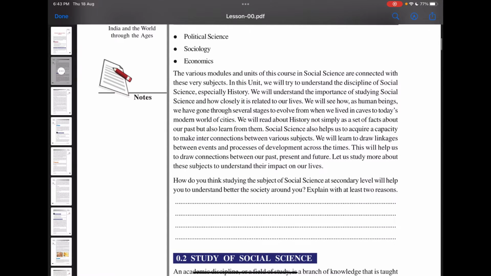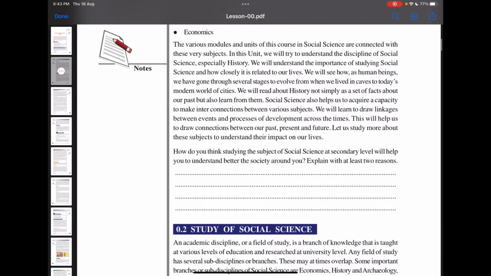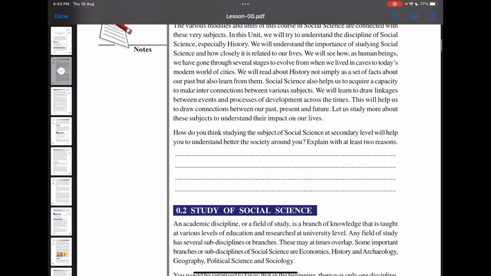How do you think the subject of social science at secondary level will help you to understand better the society around you? Explain with at least 2 reasons. So this is to be answered by you, my dear learners. Give us 2 reasons why you think social science will help you understand society better.